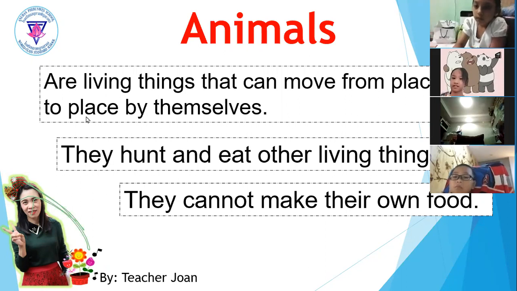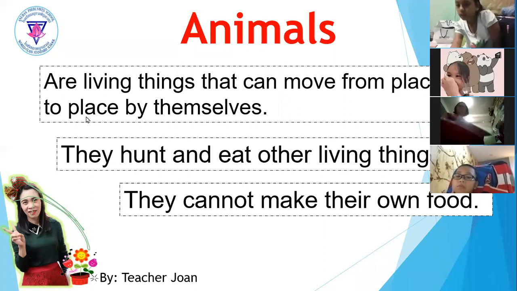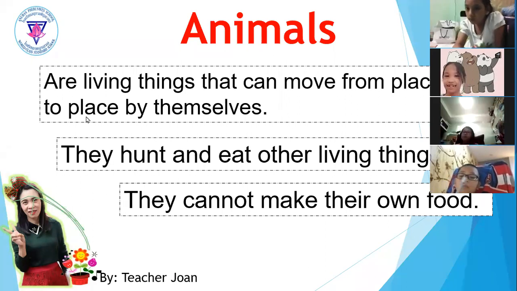That's why they can move from place to place. The second one is they hunt and eat other living things. It's either grass, fruits, or other animals. But they cannot make their own food. They cannot produce their own food. They need to hunt it. They are not plants. They are animals.